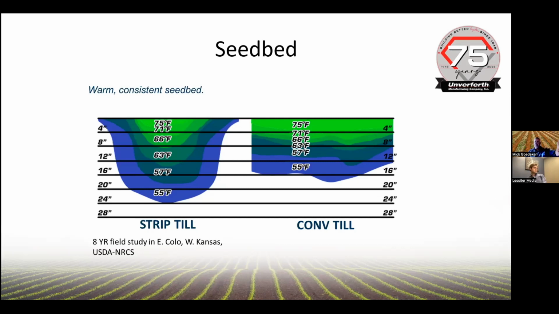So we can predict what that profile, if we look at this picture here, will look like with strip till, and be more consistent with that temperature profile than we are in the conventional till areas. This was the result of an 8-year study in eastern Colorado and western Kansas by the USDA. They collected that data over 8 years, and they saw that consistency. And when you're talking consistency in soil temperature, what that can give you as far as consistent emergence is huge.